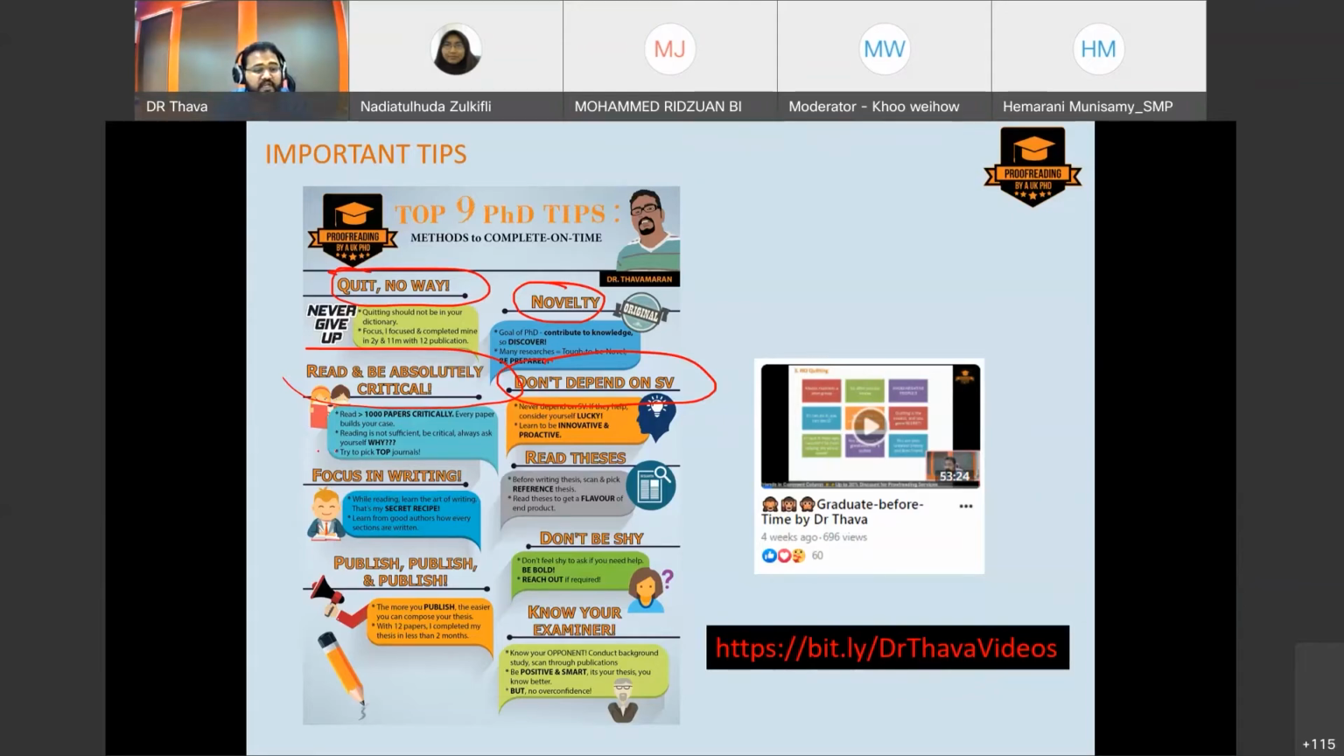Next thing, always focus on writing. Always, always, and always. Write every day, and read a lot of theses. Why? Because if you're going to construct a thesis, what is better than reading other people's theses? So you know what you're getting into, how to write the thesis. You can embrace a lot of concepts from other people's theses.